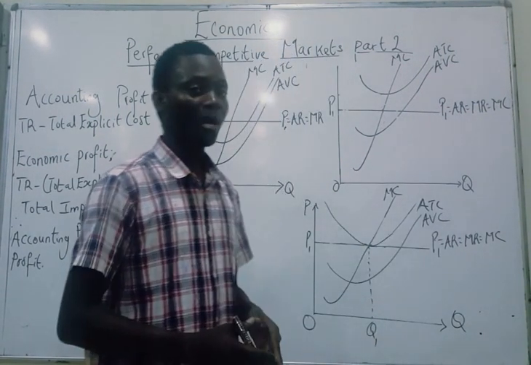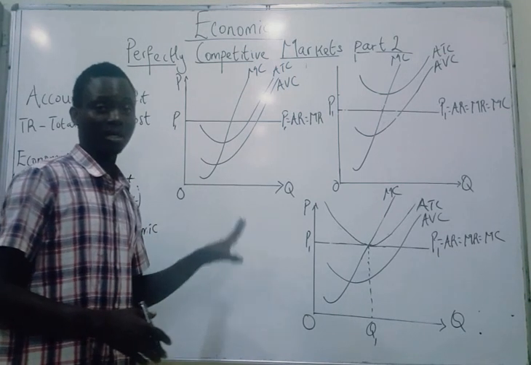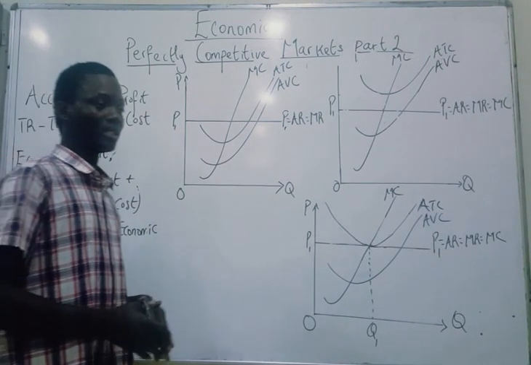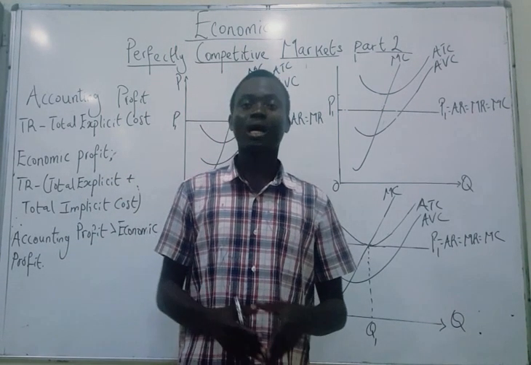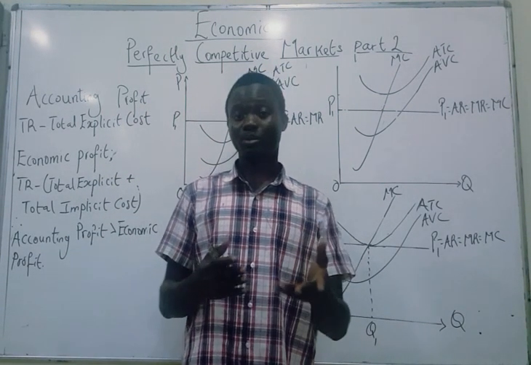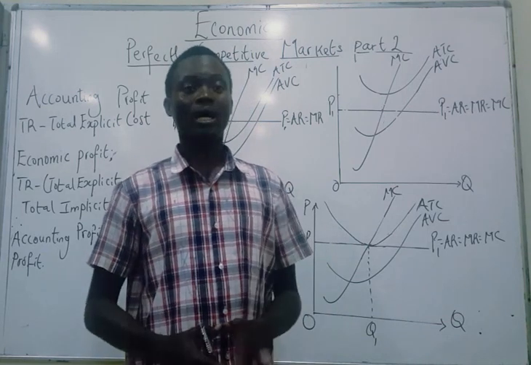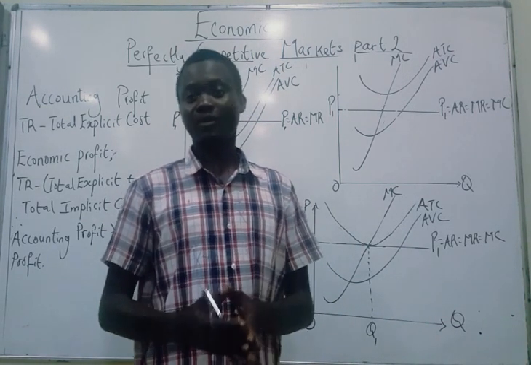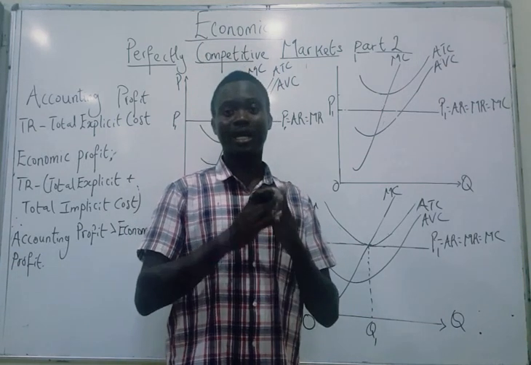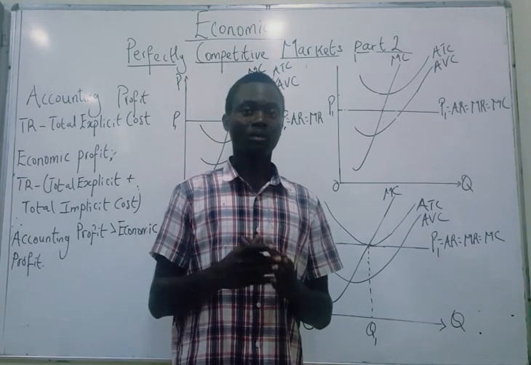So there are three cases. So we have this in the short run. As long as the short run is concerned, there are three cases. A firm could make positive economic profit. It could make a negative economic profit, that is a loss, and a firm could make a zero economic profit in the short run. So a firm can be in any of these three positions in the short run.